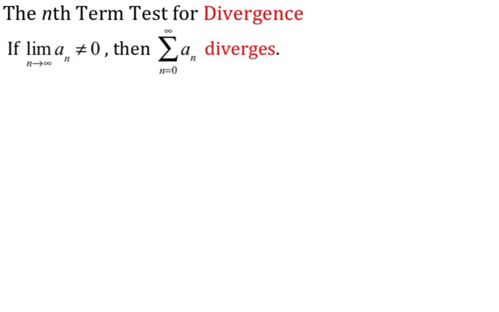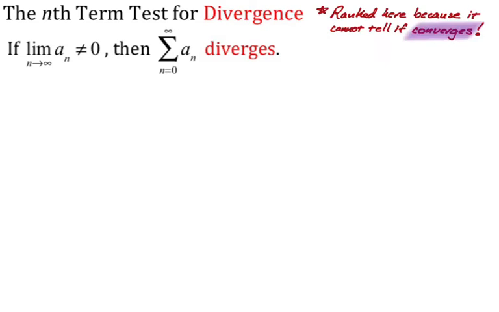It basically says if the limit as n approaches infinity of a sub n is not equal to 0, then the sum of a sub n diverges. That's it. So I'm ranking it here mostly because it can't actually tell you if something converges. I've seen so many students incorrectly use this over the years that it's definitely kind of colored my opinion on this. So yeah, this can only tell you if something diverges. It can never tell you if it converges.